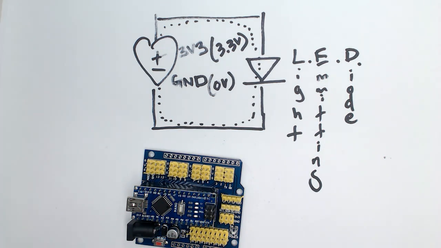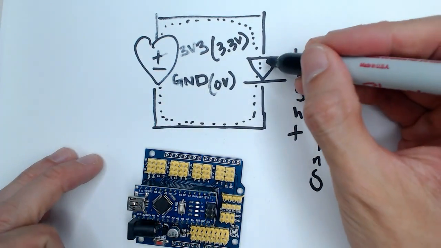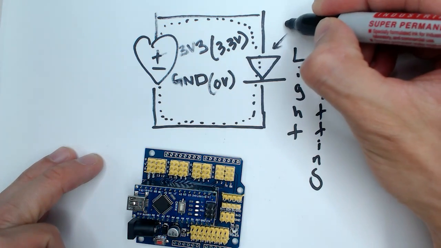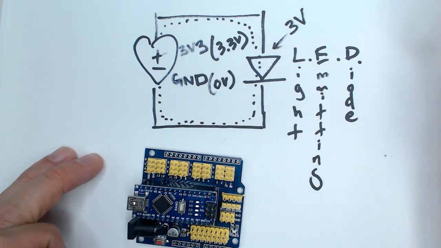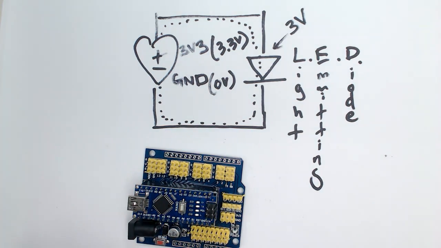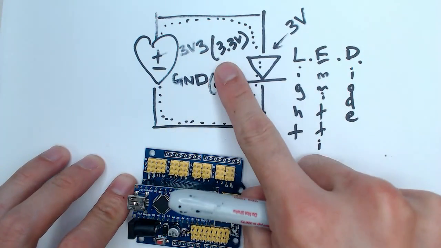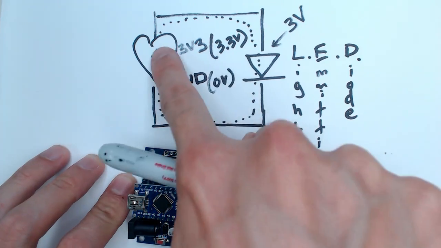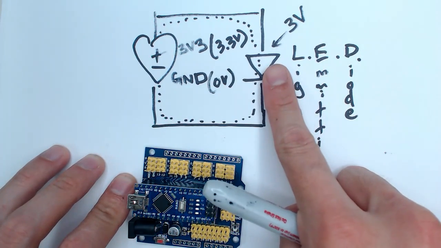You could also put 5 volts, but if it was 5 volts, you have a little bit more power. Now this LED right here needs 3 volts of power. So if we put like 1 volt of power on the plus, this would not turn on, right?